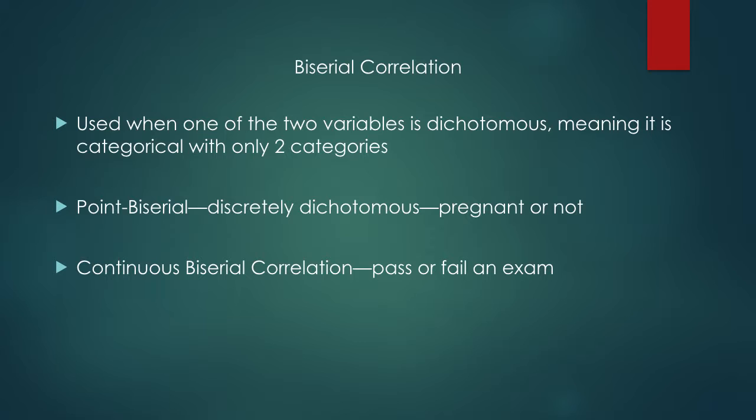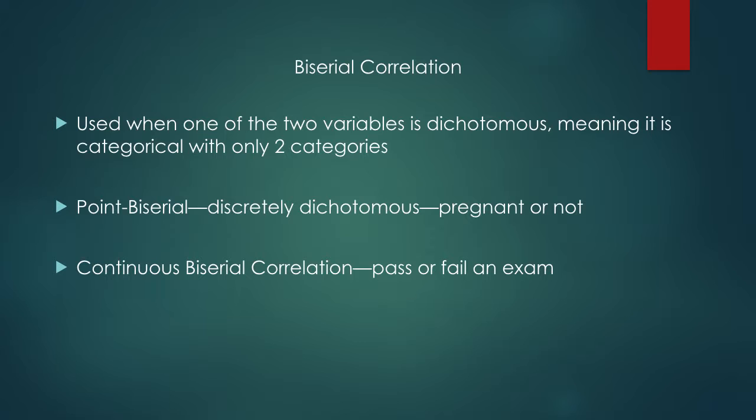The next correlation is biserial correlation, and it is used when one of the two variables is dichotomous. Dichotomous means the variable is categorical with only two categories. The book gave two different examples. A point biserial means it's discretely dichotomous, so it's either or, like a female is either pregnant or not. They're not kind of pregnant or not really pregnant. They're pregnant or they're not pregnant.